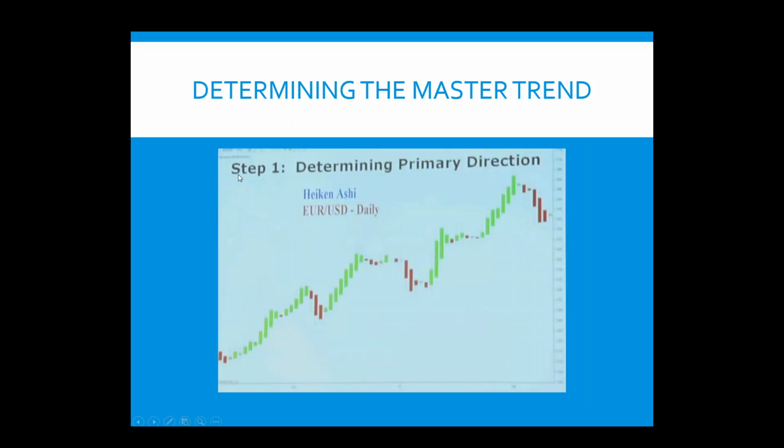Now, the way in which I determine the trend, or what I call the master trend, which is the overall trend, is to go to a higher time frame of chart. Look at this example, it's a daily chart, a daily Heiken Ashi. Which way is the trend going? We can see very easily that the candles, there's much more green than there is red. So we know that the market's moving higher.